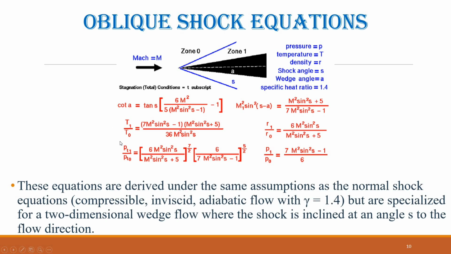The total pressure ratio, total P1 over total P0, is equal to the quantity 6 times M squared times the sine squared of S divided by the quantity M squared times the sine squared of S plus 5, raised to the 7/2 power, multiplied by the quantity 6 divided by 7 times M squared times the sine squared of S minus 1, raised to the 5/2 power.